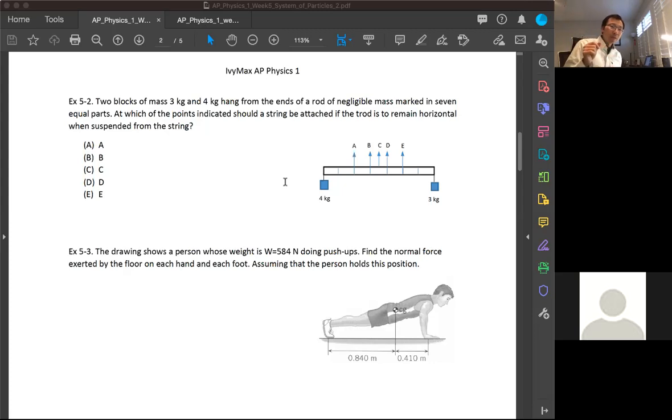Since we know the mass of the two blocks is 4 kilograms and 3 kilograms, the weight of each is 4G and 3G, right? We know that weight will be the only force on the system, right? So we have one force, 4G, 4 times G on the left, and on the right is 3G.